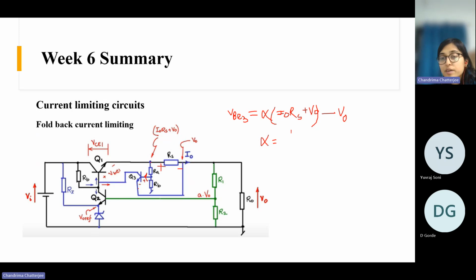Alpha is RB by RA plus RB. This ratio we are calling as alpha. Okay. So this is our VBE3. So you will have to design the RS value so that this is designed at rated current. This current will be at rated condition. Okay, this is the rated current.